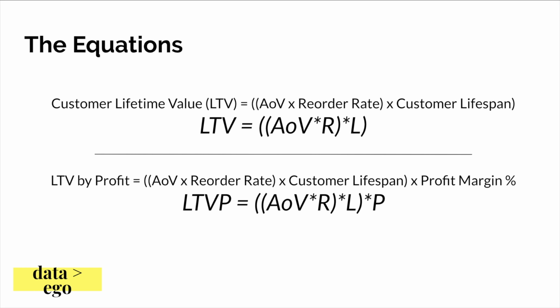So the boring equations for lifetime value and lifetime value by profit margin are here. Don't worry, I have a free calculator in the description that you can use: just plug in your numbers and understand your customer lifetime value rather quickly. There are two different equations. Regular customer lifetime value using your top line revenue equals your average order value times your reorder rate times your customer lifespan. To get it by profit margin, you do the same thing, but at the end you multiply it by your average profit margin. That way you know whether your ads are going to be profitable over time or not.